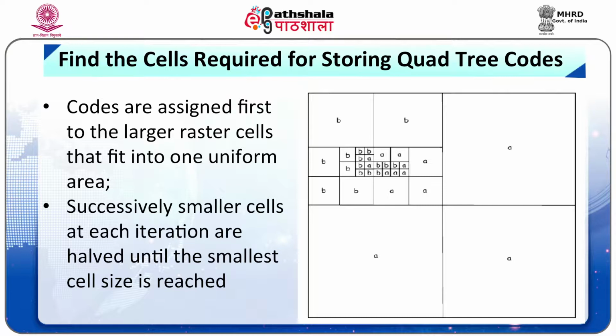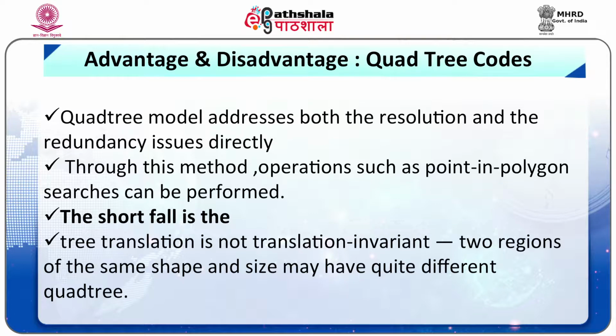One of the advantages of this raster data model is that each cell can be subdivided into smaller cells of the same shape and orientation, and the quadtree model addresses both the resolution and the redundancy issue. So what is the advantage? The 2 R's we take care of, resolution and redundancy. With this method, point in polygon searches can also be performed easily. So by now we have learned all, but let's carry this a little forward.